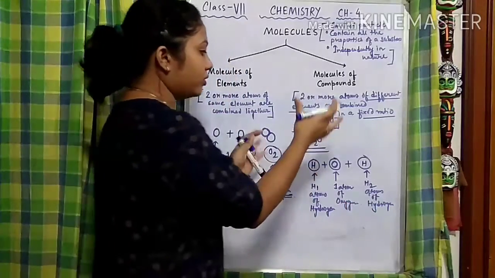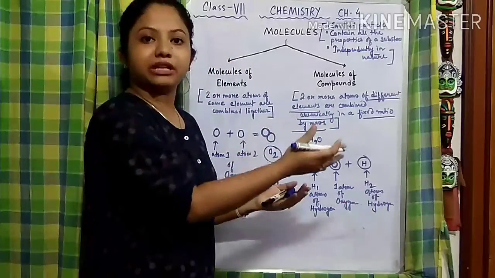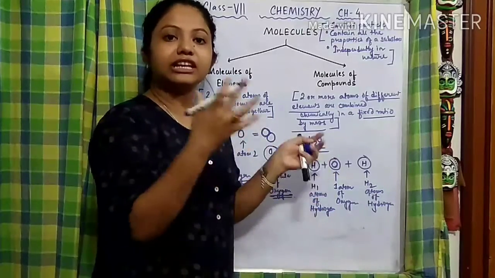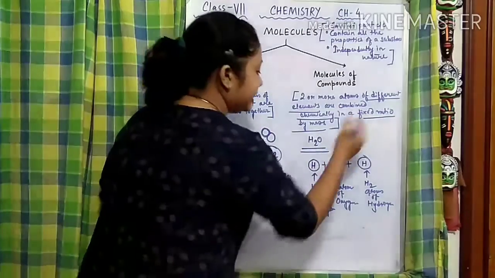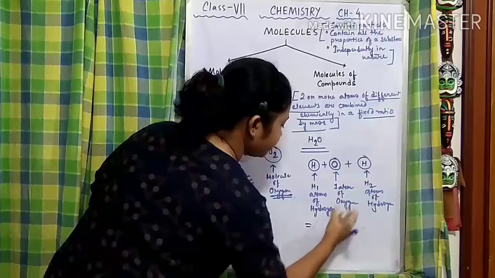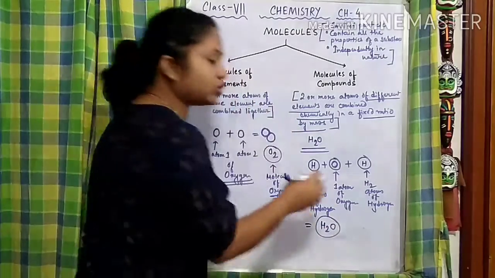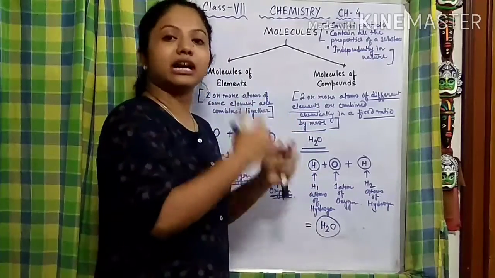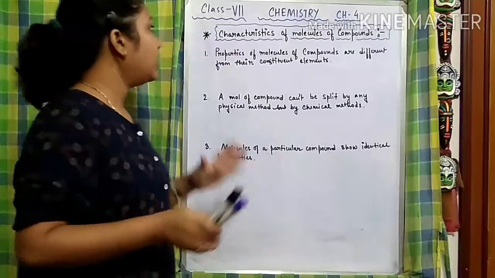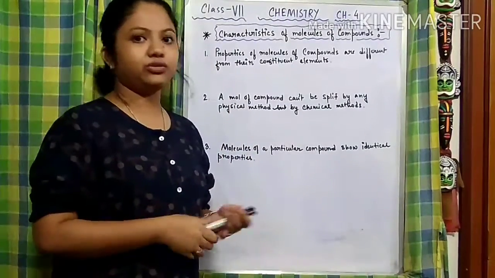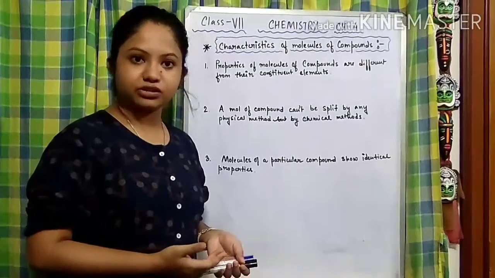Now these two elements cannot react normally or naturally. Then it needs to be done chemically. They together form H2O. That is also based on their mass number. Now when we are talking about the molecules of the compound, we need to know about their characteristics also.